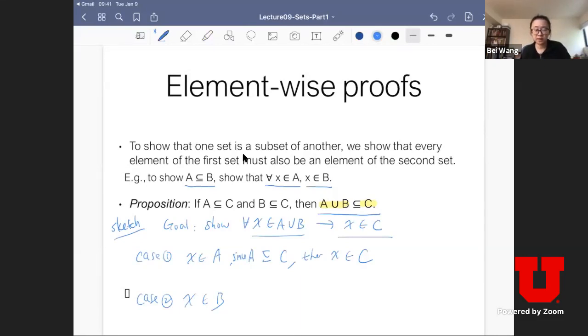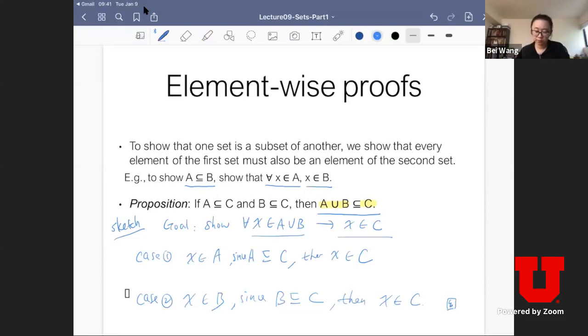Now, what we want to look at is, well, what if X is in B? Because we know there's another condition we have not used from the hypothesis, which is B is a subset of C. X is in B, B is a subset of C. Then, by definition of subsets, X is in C. So that is exactly the proof.